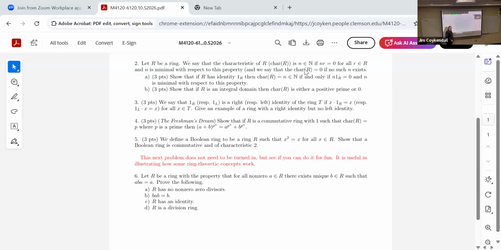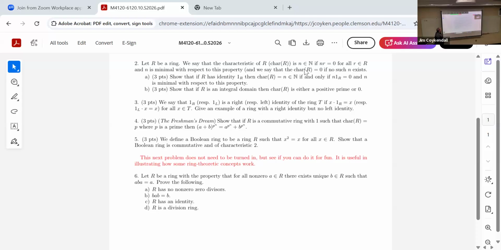Number four, any of you that have ever tutored somebody in algebra, this is called the freshman's dream. Show that if R is a commutative ring with 1 and the characteristic of R is p, where p is prime, then to take the power of a plus b to the p to the n power, you just take the power of both ends, right? Don't you wish that always worked? And that's why this is called the freshman's dream.